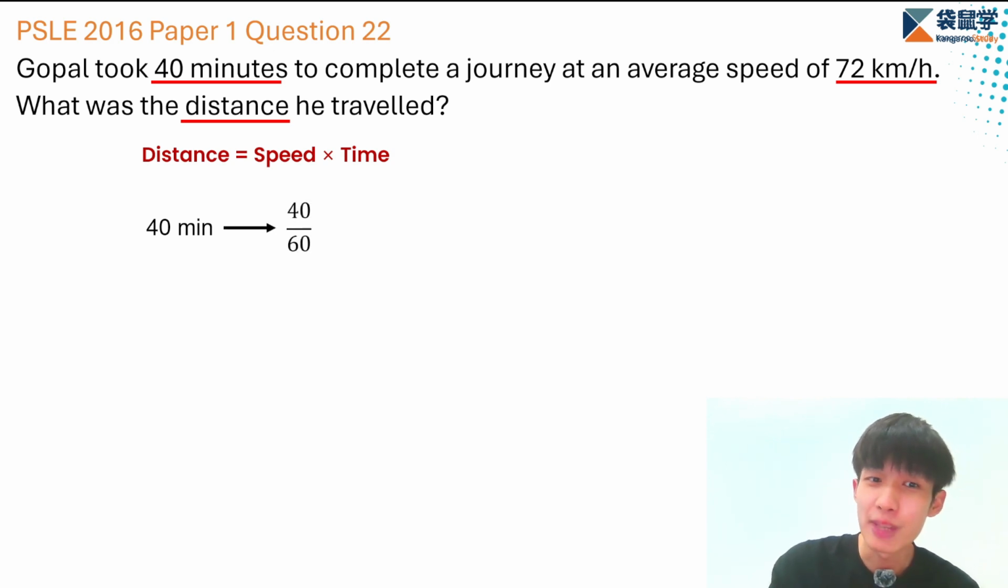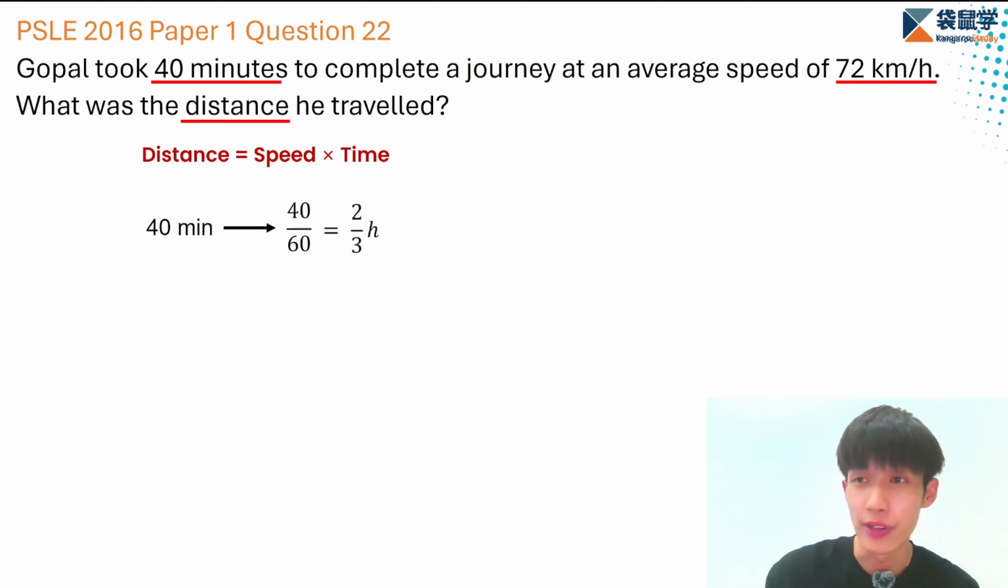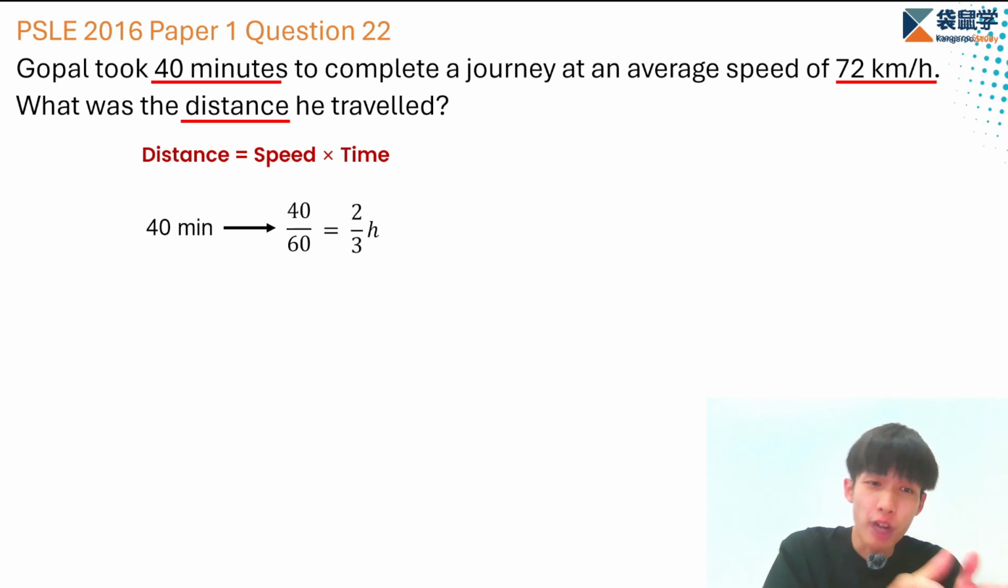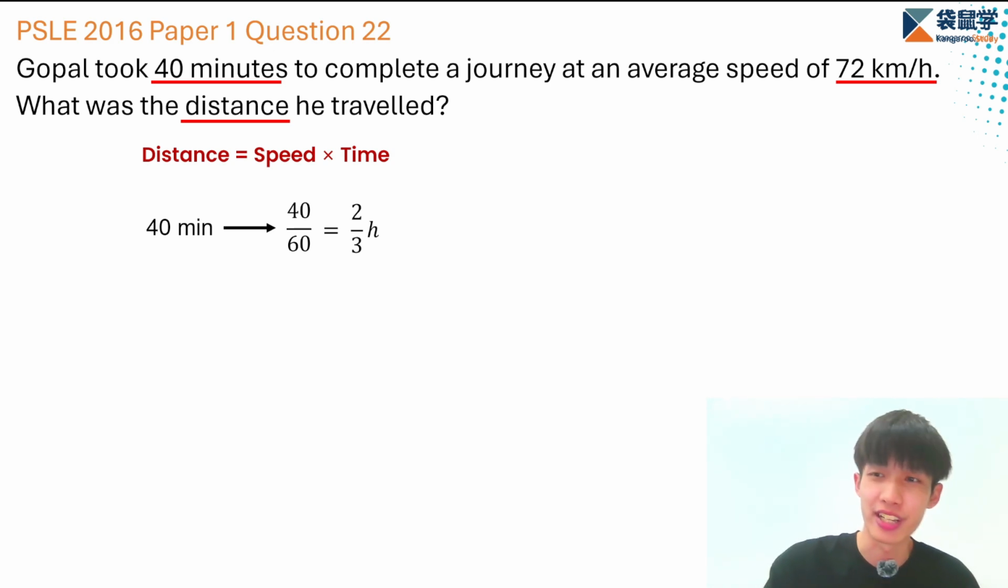How about 40 minutes? Yes, it should be nothing but 40 over 60. And in that case, that equals 2 over 3 hours. So to transfer from minutes into hours, we just use the number of minutes divided by 60, and that gives us 2 over 3 hours. Now we have them in the same units, so let's do the calculation here.